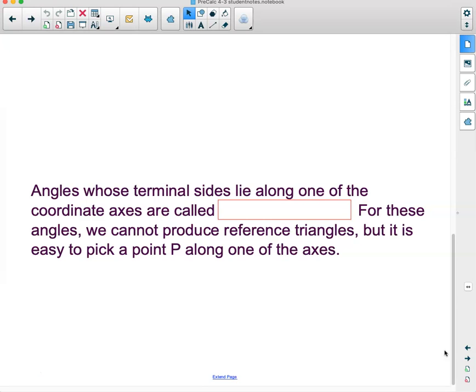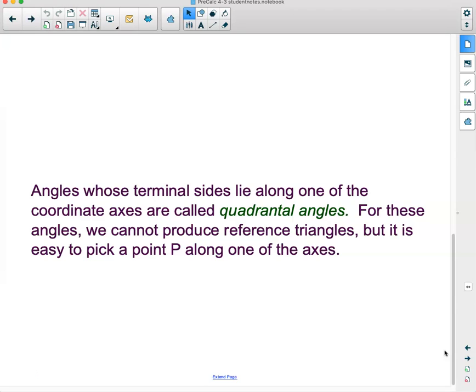So angles whose terminal sides lie along one of those coordinate axes, those are called quadrantals. And again, in particular, we have to use coordinate trig for these because we can't form a reference triangle with the closest x-axis, because they're either on the x-axis or they're on the y-axis. So that makes it impossible. For these angles, we cannot produce that reference triangle.